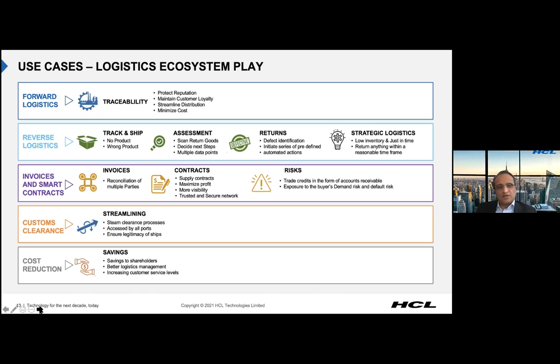But in the same way, it actually creates a lot of transparency, dissolves borders and automates some of the process. For example, custom clearance. We all have seen too much wastage of time and efficiency loss during custom clearance, which can be quickly avoided if you are embarking on a smart contract kind of model.